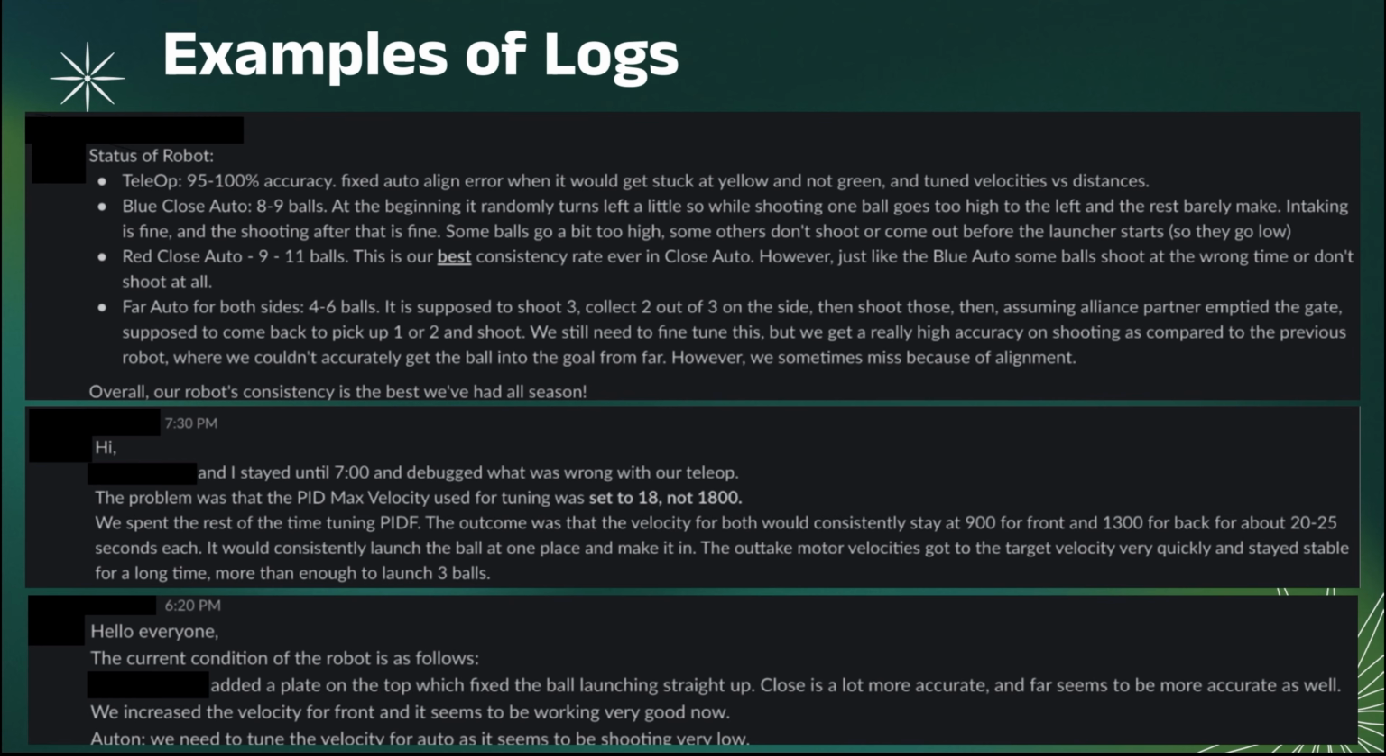These 3 pictures are really good examples of logs on Slack because they talk about what a problem was and then a solution to that problem. And it's not just hardware, it's also software. Even if it was just a minor change like adding a flat plate on a robot, we need to track that and record that because that plate could have changed the entire robot and its accuracy.